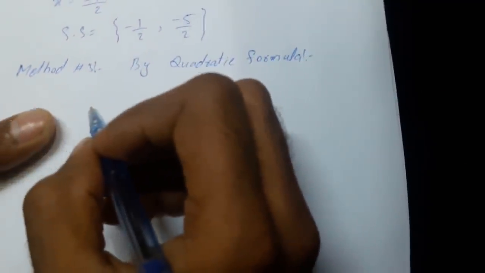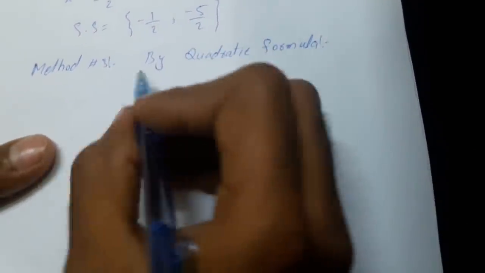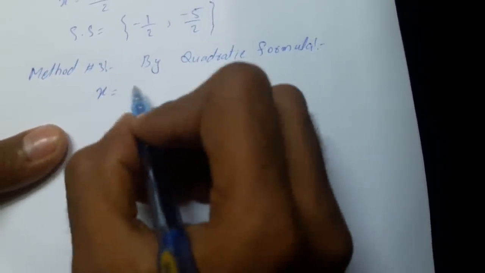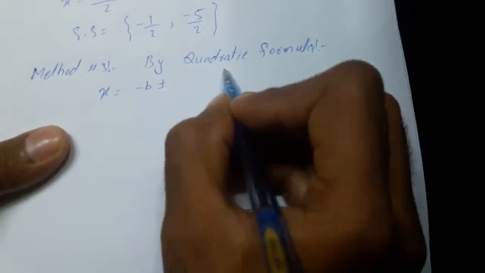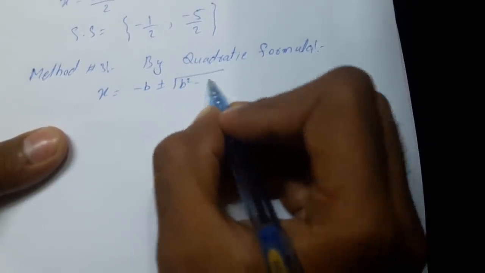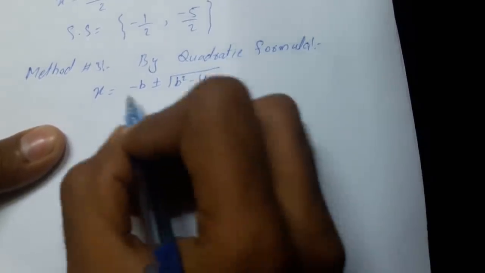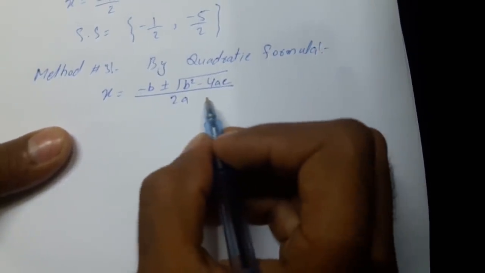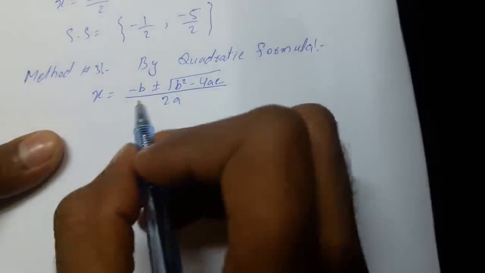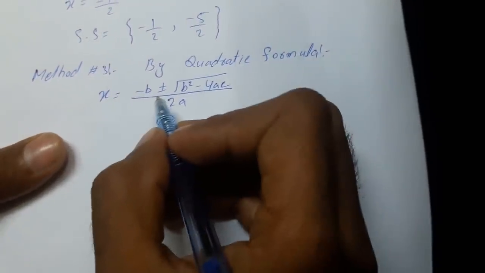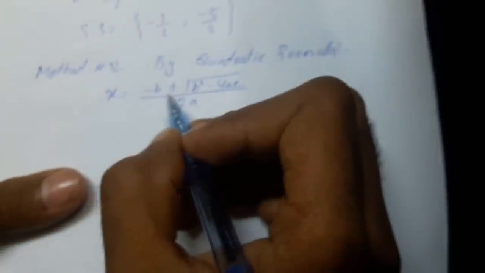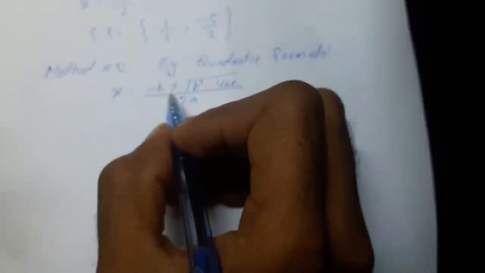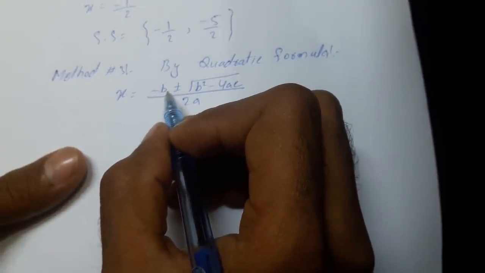You people should know the quadratic formula. If you don't know it, note it down now and remember it. x is equal to minus b plus minus square root of b square minus 4ac, divided by 2a. You should know this formula. Without knowing this formula, you cannot solve factorization by method 3. You cannot solve the factorization by quadratic formula. So you have to know this formula.